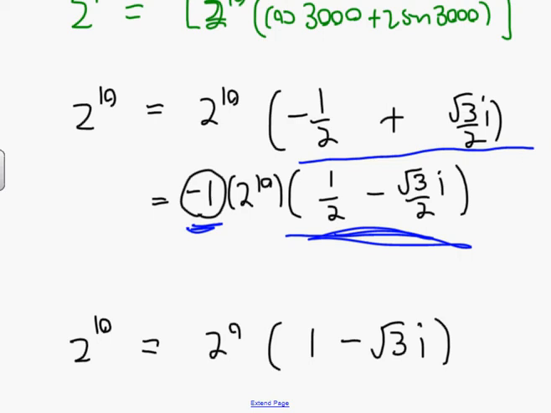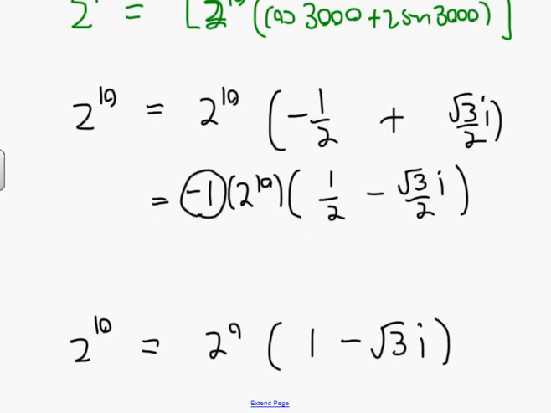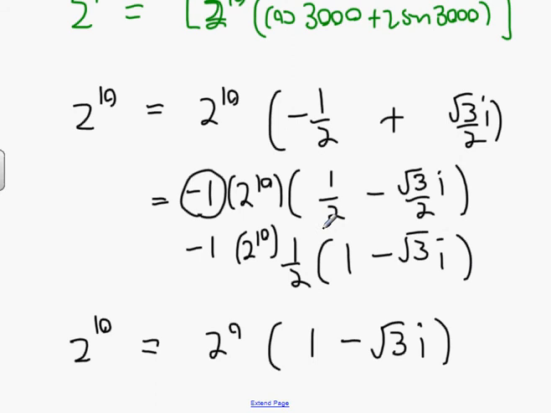Okay. Now that that's done, what we're going to look at next is I'm going to take out the 2 on the bottom. So it's going to be minus 1 by 2 to the power of 10. I'm going to take out a half, and then I'm going to be left with my 1 over root 3 i. See the way I took out the 2's on the bottom? So if I multiply the half back in, it fixes it.